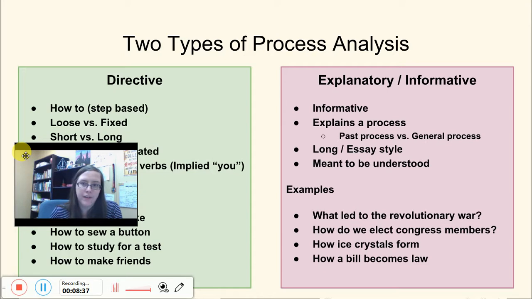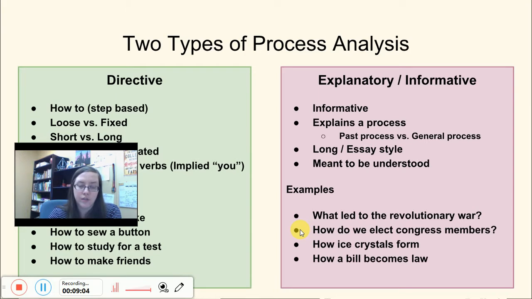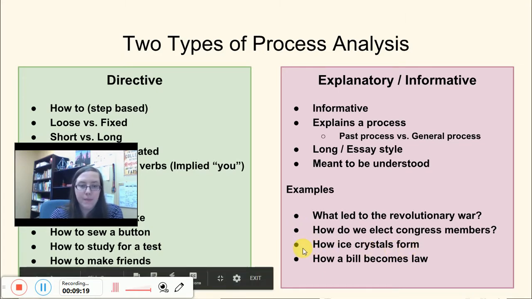You're more likely to find an explanatory process analysis in a textbook, especially like science, maybe history class. You'll find a lot of explanatory process analysis. And it's explaining a process, and I like to categorize these as two types, either a past process or a general process. So, for example, a general process, and if you're looking at the list of examples here, would be something like, how do we elect Congress members? Well, what is the process we take? It's just general, how do we do it? It's not, again, asking you to go out and repeat that process. You might be a part of that process, but you can't control the whole thing. How do ice crystals form is an example of a general process.